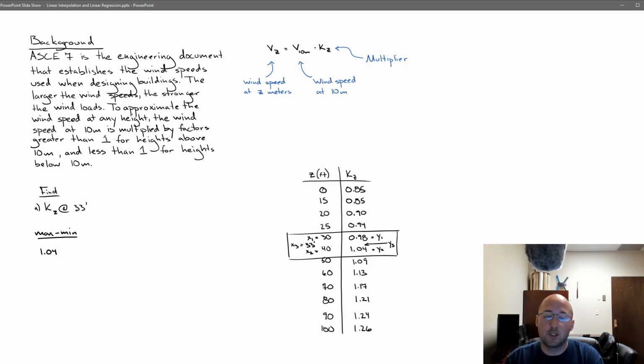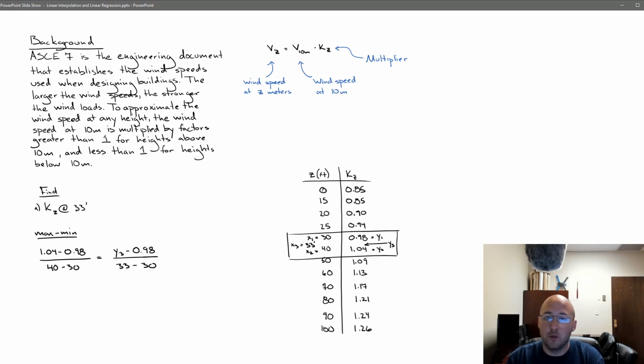So let's go ahead and start filling some stuff out. We said that we needed y2 minus y1. So I'm going to take 1.04 minus 0.98, over x2 minus x1, so that's over 40 minus 30. Good, so that's the big triangle. Now the little triangle. That equals y3, my unknown, minus y1, 0.98, over x3, 33 feet, minus x1, 30.